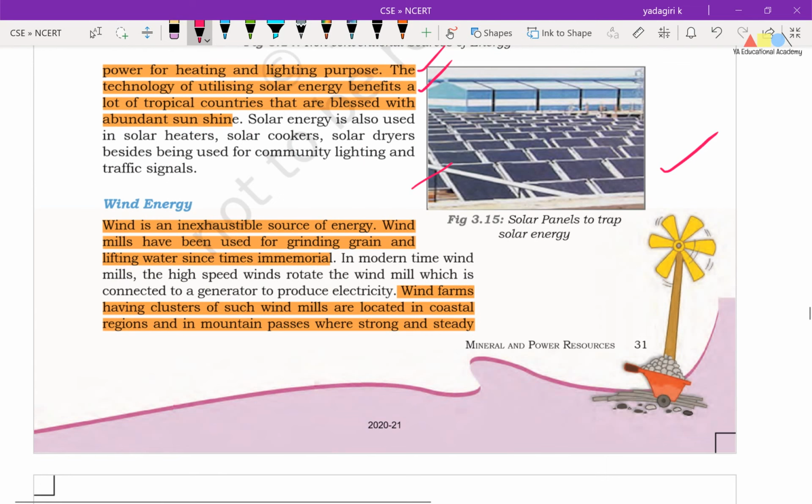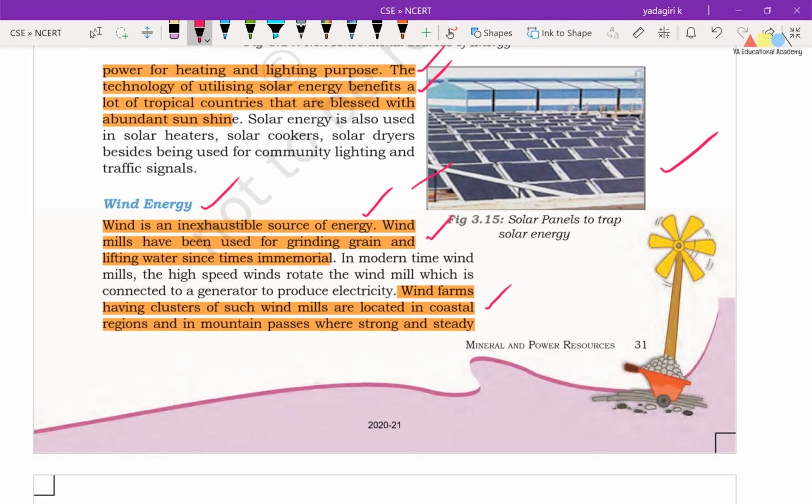Alright friends, now we will understand some information about the wind energy. Friends, wind is an inexhaustible source of energy, so there is no limit, and windmills have been used for grinding grain and lifting water since times immemorial.